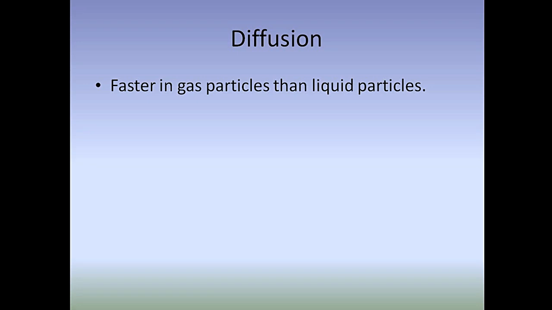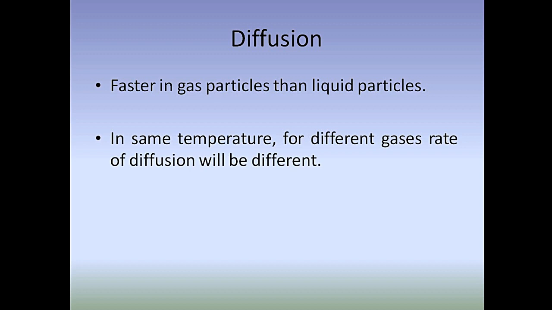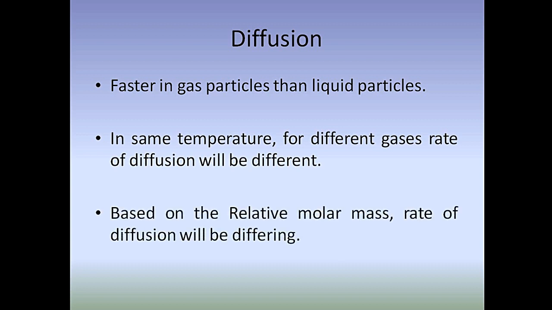Diffusion is faster in gases than liquids because gas particles can move faster than liquid particles, due to no intermolecular forces between the gas particles. Diffusion rate is different for each gas and liquid. At the same temperature and same conditions, if you try to mix different gases or liquids, the diffusion rate will be different. Based on the relative molar mass, the rate of diffusion will differ. For smaller molecules, the diffusion rate will be higher, and for bigger molecules, the diffusion rate will be smaller, because smaller molecules can move faster than the bigger molecules.